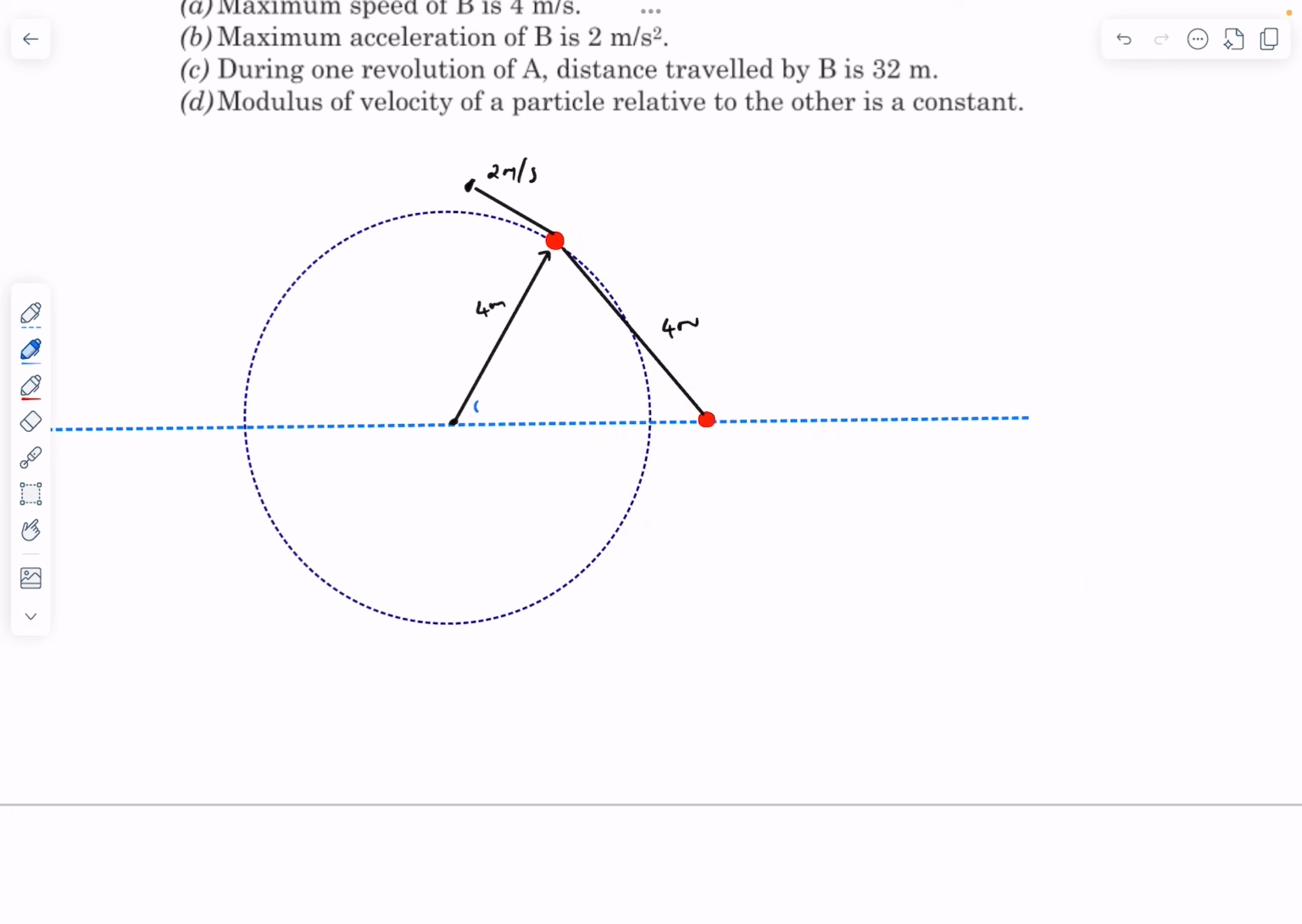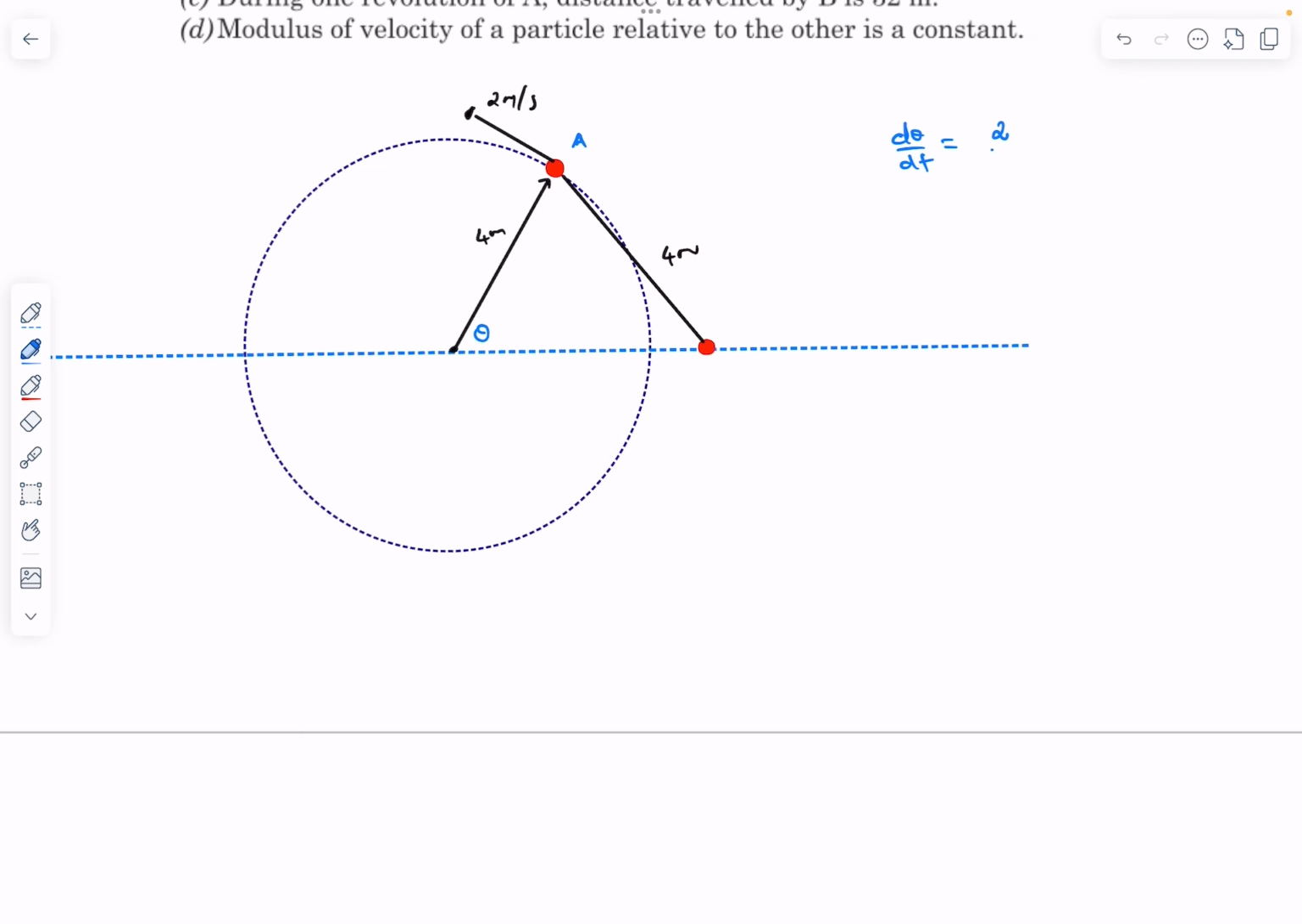Okay, so now I'm going to call this angle theta, right? So the omega of the circular motion, which is d theta by dt, we can easily write as the velocity of particle A, which is 2 meters per second, divided by the radius 4. So this is going to be 0.5 radians per second, right?